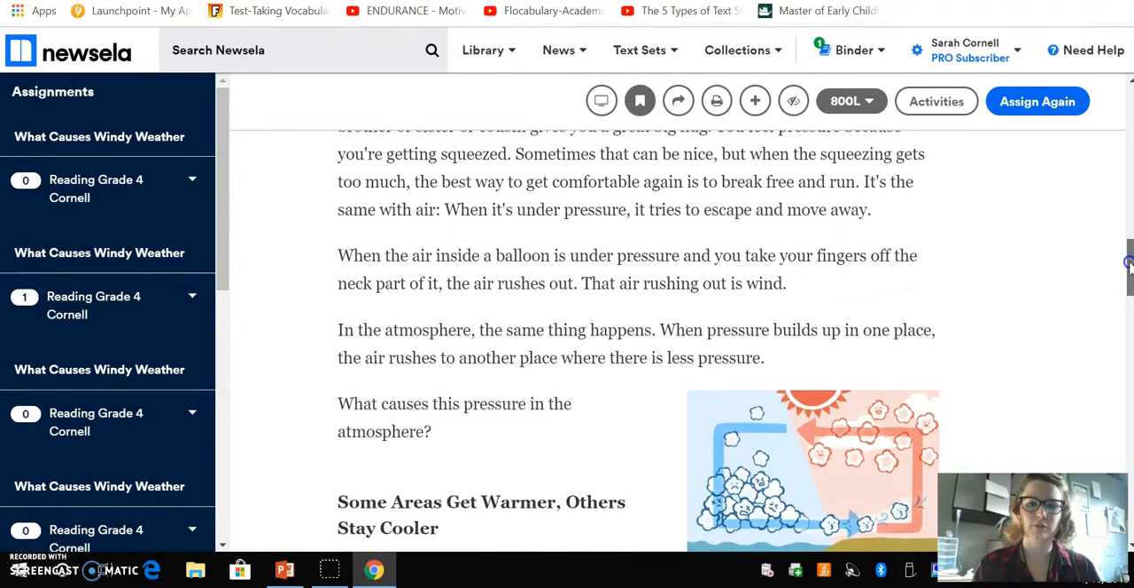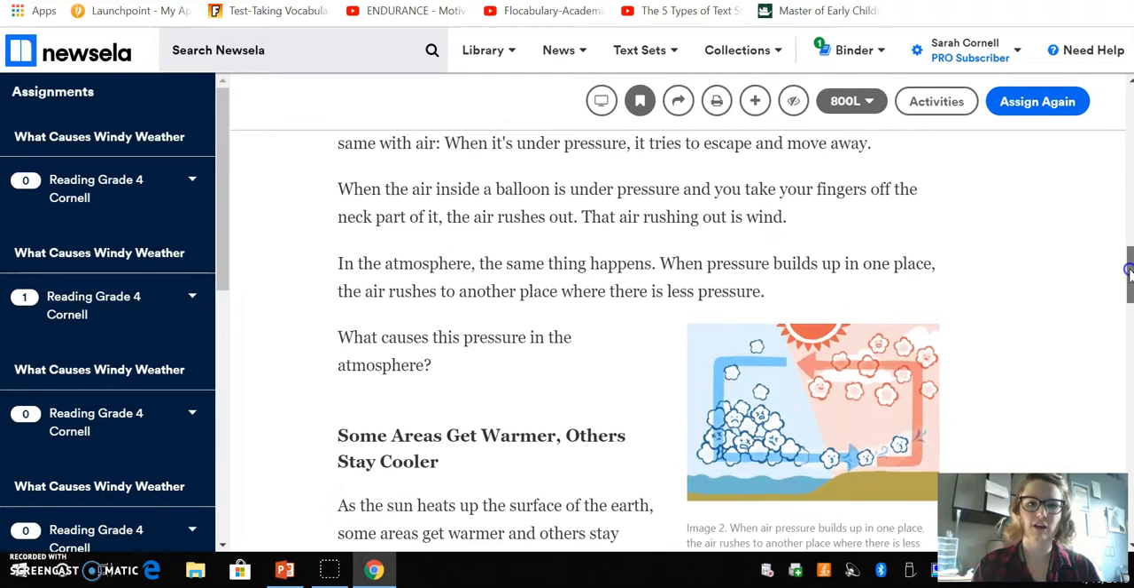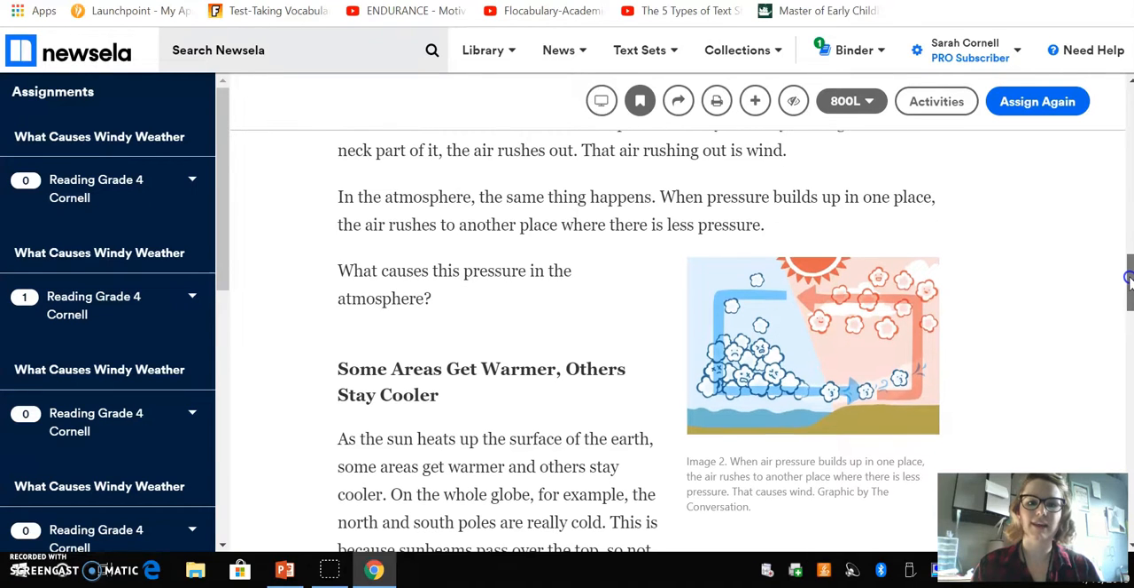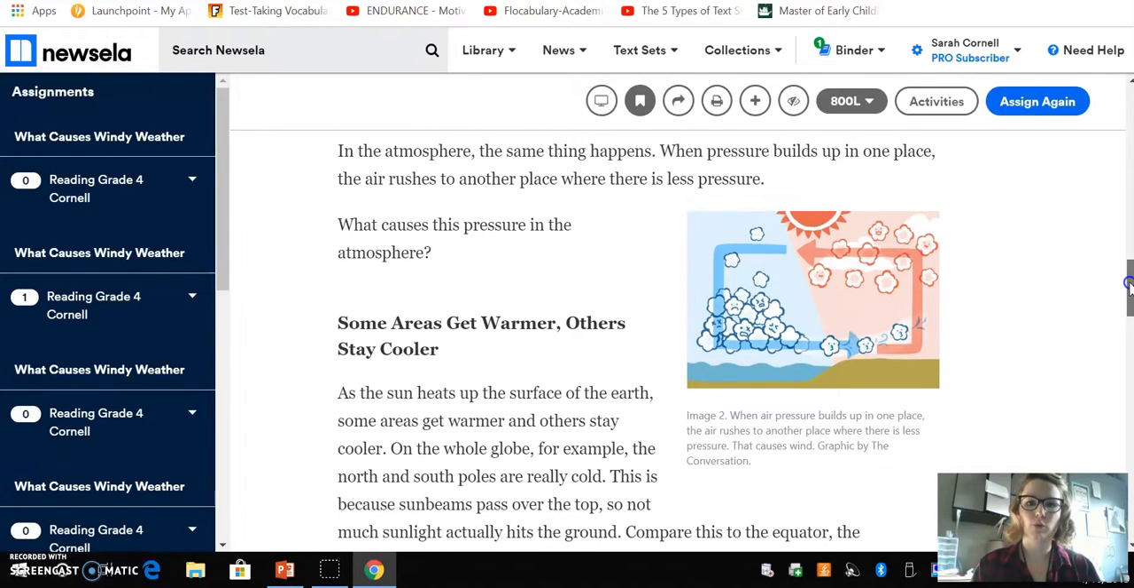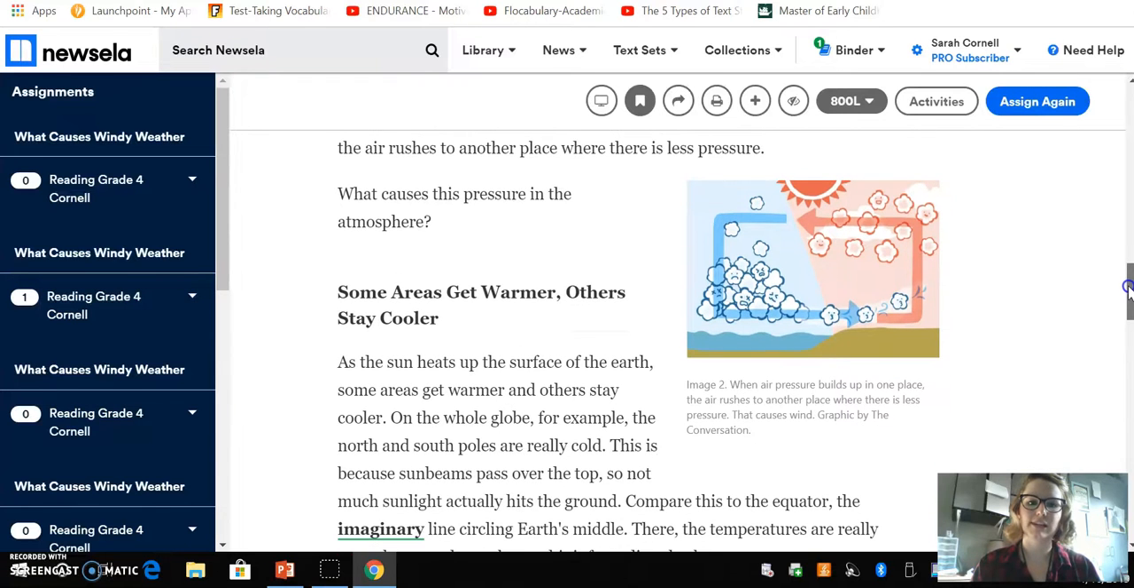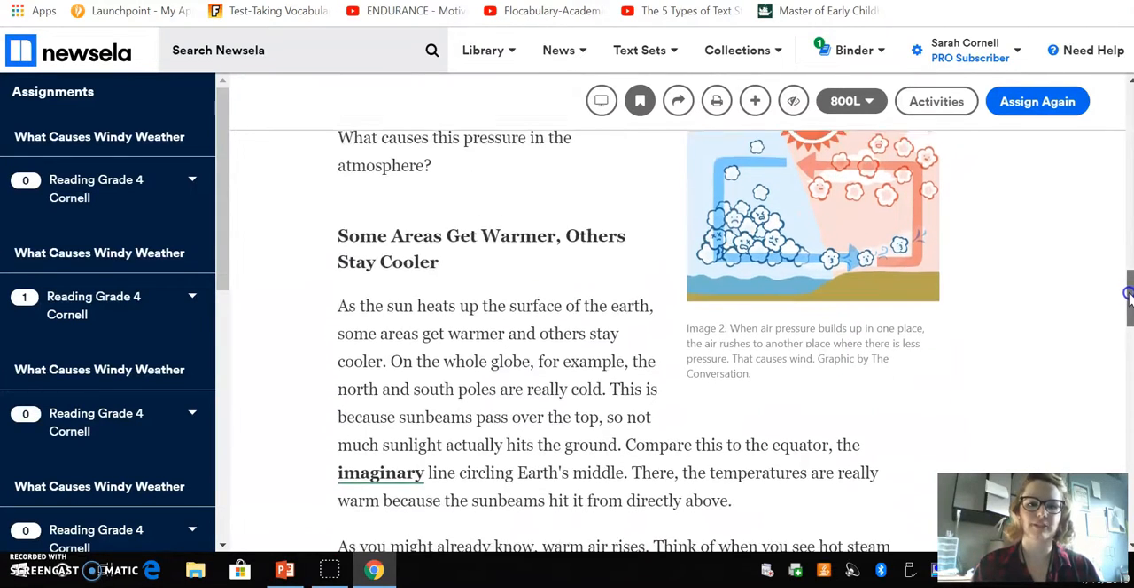When the air inside of a balloon is under pressure and you take your fingers off the neck part of it, the air rushes out. The air rushing out is wind. In the atmosphere, the same thing happens. When pressure builds up in one place, the air rushes to another place, where there is less pressure. What causes this pressure in the atmosphere?